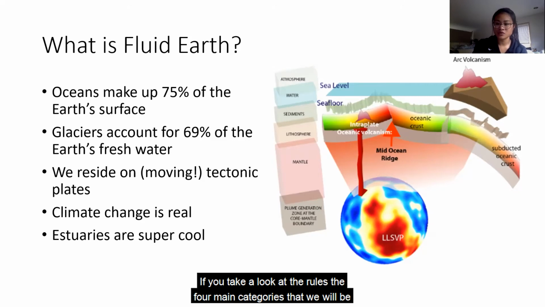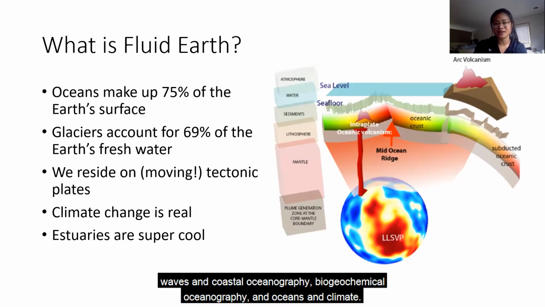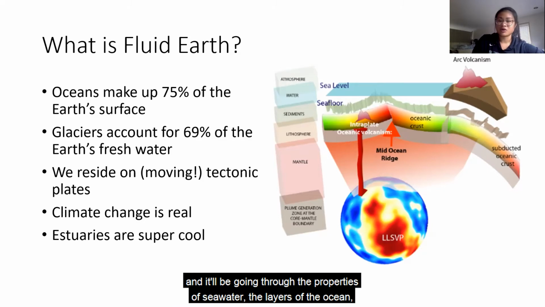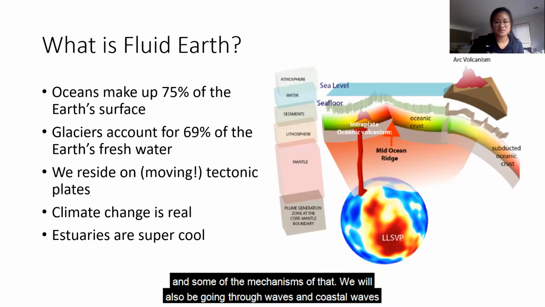If you take a look at the rules, the 4 main categories that we will be exploring this year are ocean composition and circulation, waves and coastal oceanography, biogeochemical oceanography, and oceans and climate. So a little bit about each section. Ocean composition and circulation will cover about 35% of the tests, and it'll be going through the properties of seawater, the layers of the ocean, surface currents, like other water masses within oceans, and global circulation, and some of the mechanisms of that.